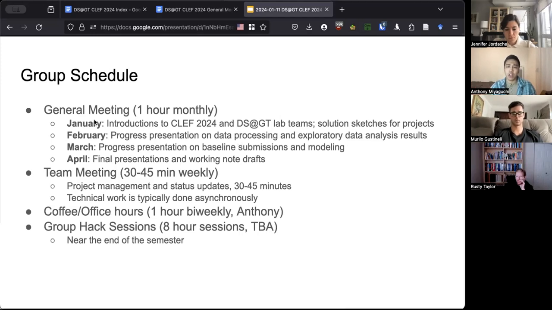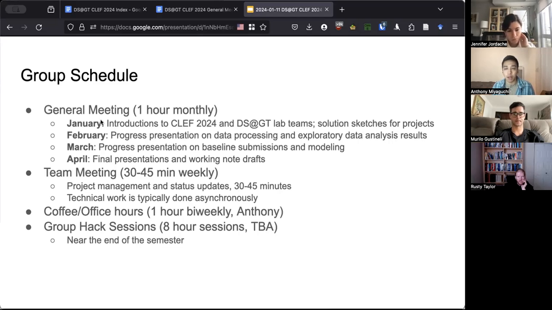So this meeting, January, is really an introduction to see all the teams that are here and to get a sense of the direction for the projects. Next month in February, it's going to be a progress presentation on the data processing, like downloading the data, looking at the data, and presenting some initial exploratory results from that.